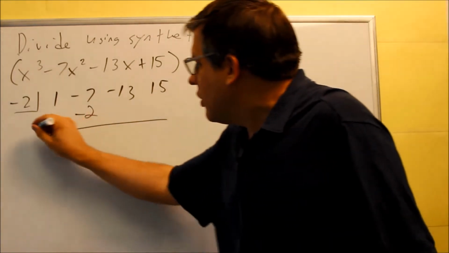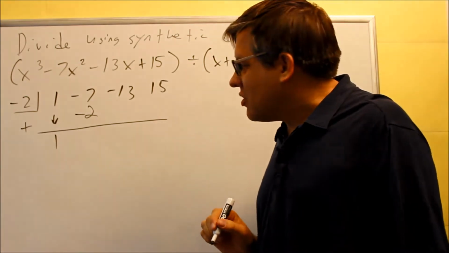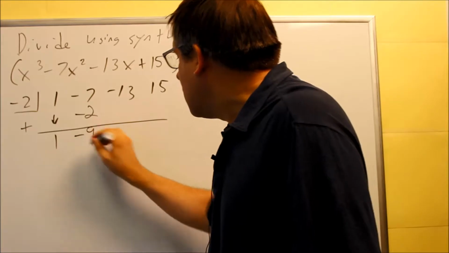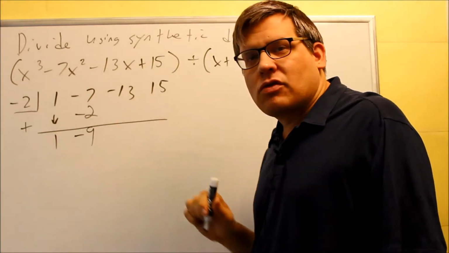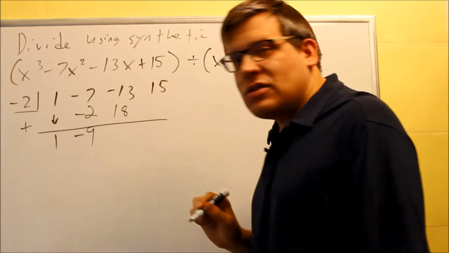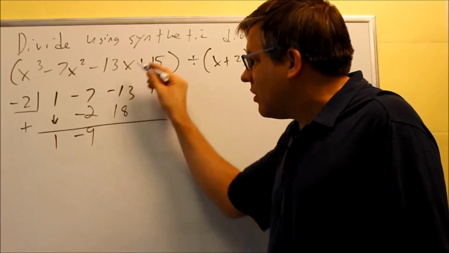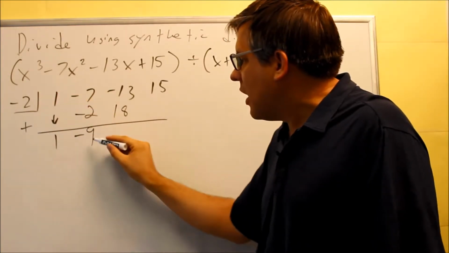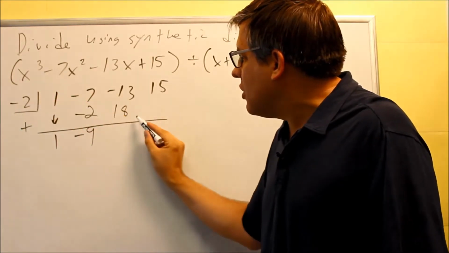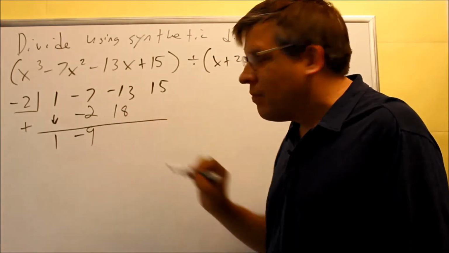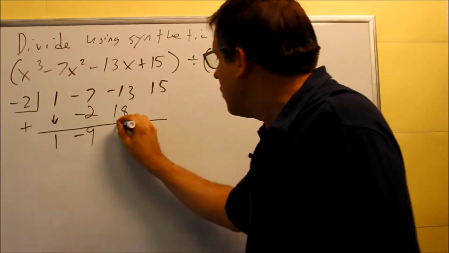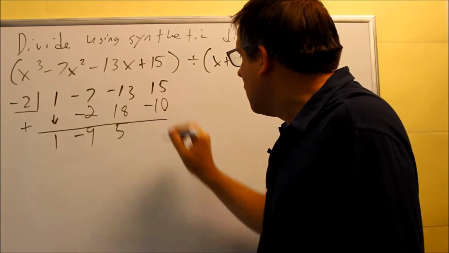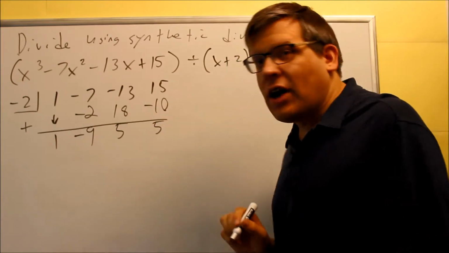When you do synthetic division, the operation you're always doing is addition. So we need to add these two numbers together, -7 and -2, and you get -9. -9 times -2 is +18. And again, you're going to add these numbers together. So what we did there is another multiplication step. It's the same pattern: -9 times -2 is +18, and I put that underneath the next number. Then you add that together and you get 5. 5 times -2 is -10. And when you add that together, you get 5.